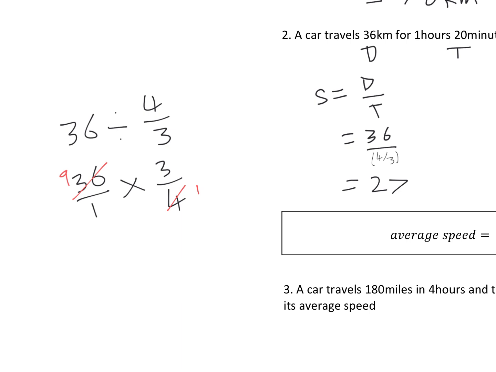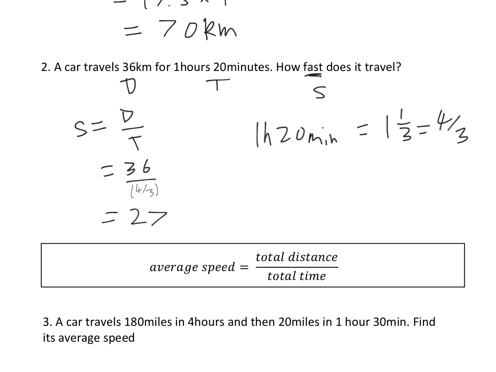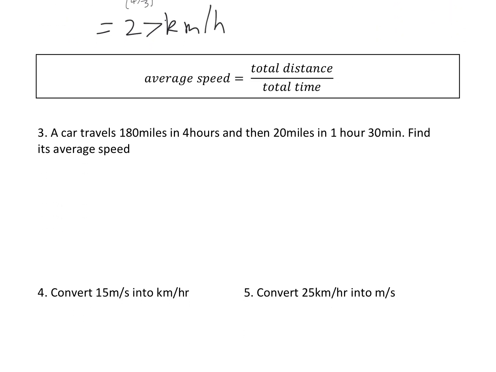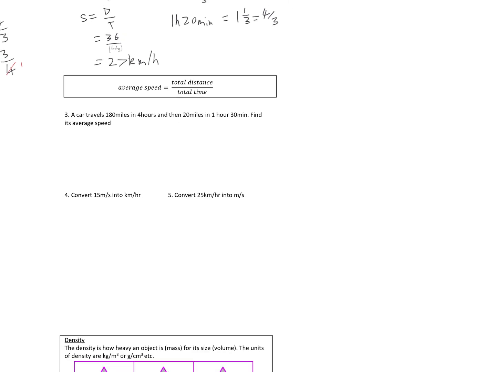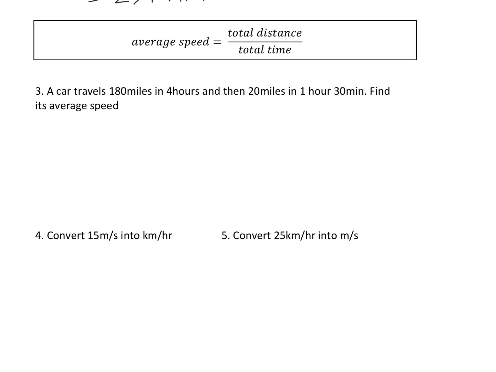And then to multiply fractions, we multiply the numerators together. 9 times 3 is 27. And on the denominator, 1 times 1 is simply 1. So 27 over 1, 27 wholes, which is 27. And that is a speed. So it was kilometers, and that's per hour. Again, if you're revising, you can pause the video and have a go at example 3 and 4.